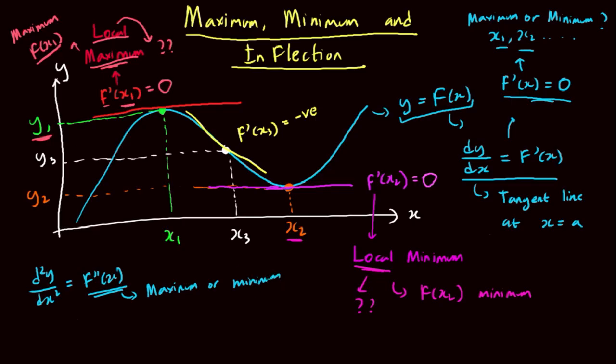Previously, what we found was the first derivative equating to 0. It actually means a stationary point. It means a stationary point.